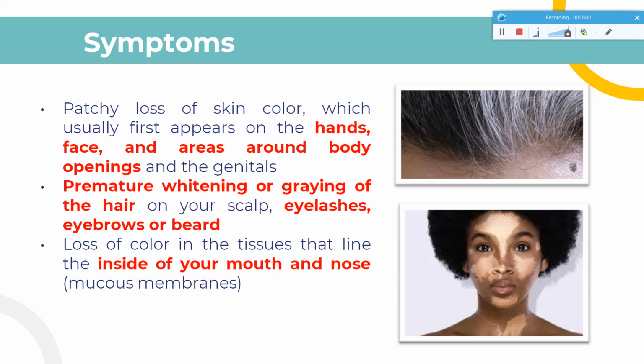It can run in families because they might have the genes in such a way that their cells are not strong enough, or other environmental triggers can lead to those issues.